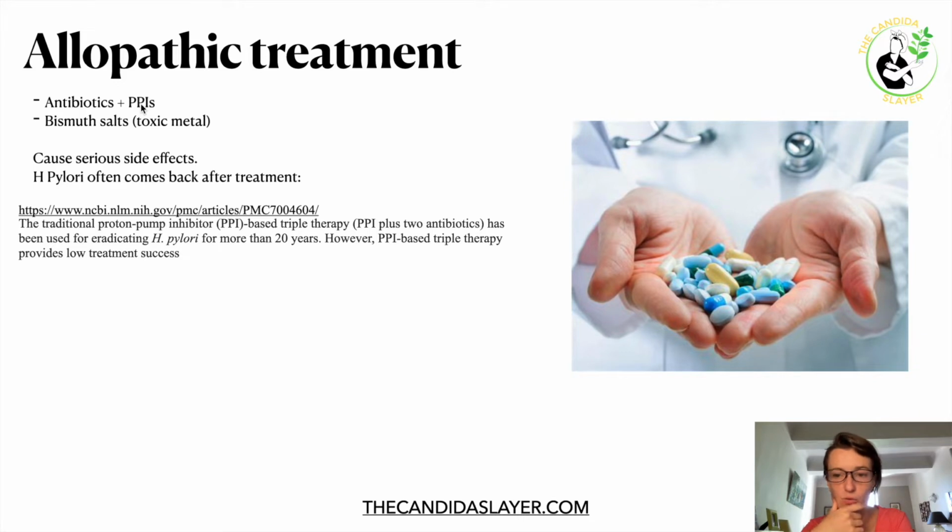The problem with this treatment is that, with both treatments, they cause very serious side effects. I speak about the very serious side effects of antibiotics in many of my other videos on my YouTube channel, so please go watch these other videos if you want to know more. And I also have a full video about the dangers of PPIs, so I put the link up there. Please go watch that video for more information about PPIs and antacids. So these drugs cause many serious side effects. Plus, H. pylori often comes back after treatment.